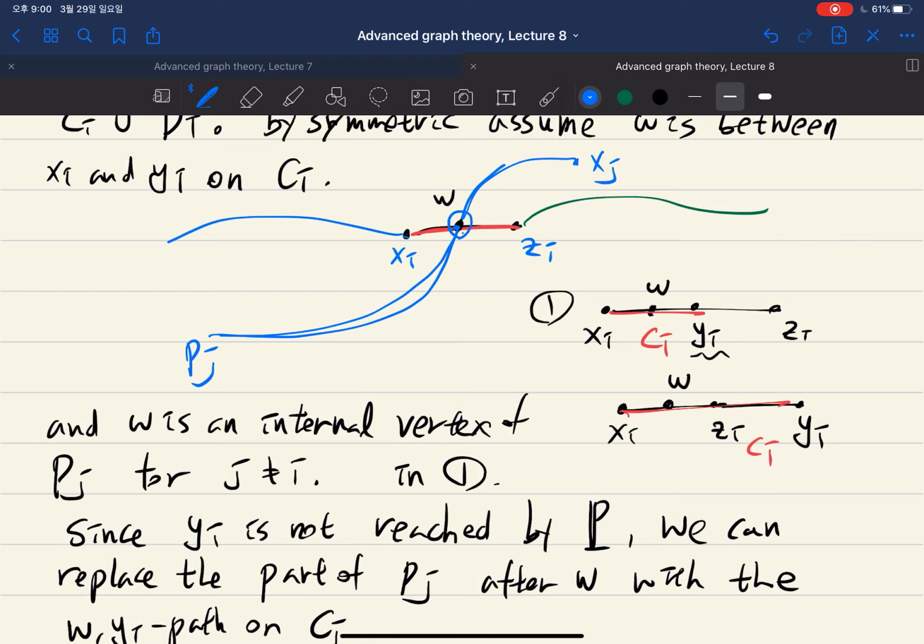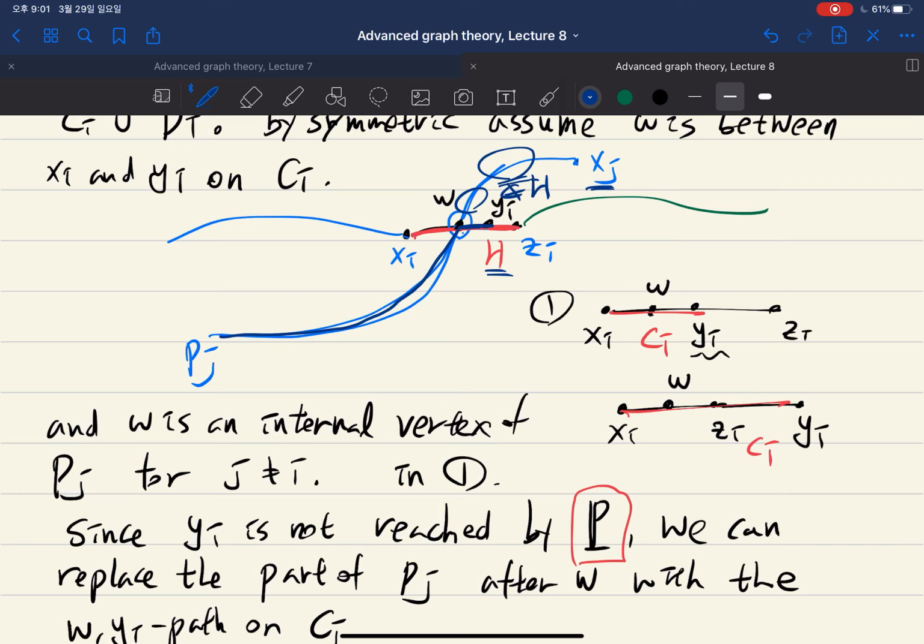But after hitting this, we know that this path is in H. And then we have YI here. So from here, if we just directly go to YI, and this inside part is part of H, but it's not inside of this path system P. So if we instead take this path, then we don't have to use the additional edges which we used to get to XJ.